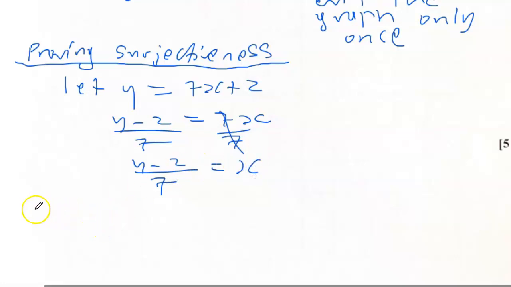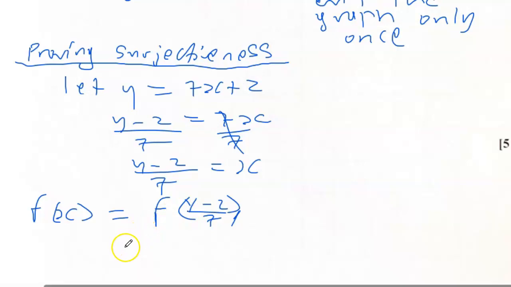And then we find f of x. Now, f of x should be equal to y if it's surjective. Let's find f of x. Since x is (y minus 2) over 7, f of x is the same as f of (y minus 2) over 7.